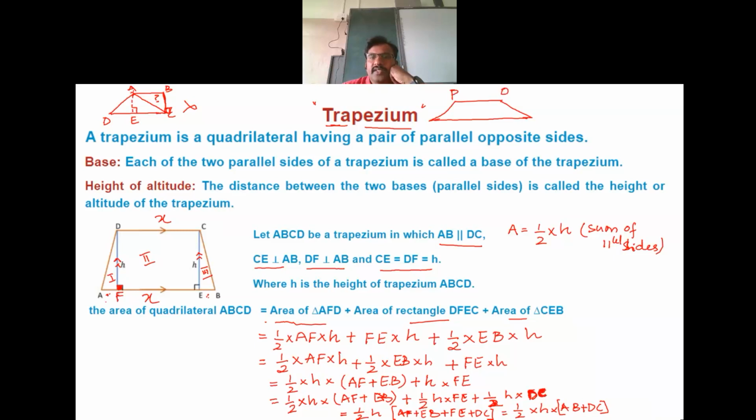I'll name the trapezium as PQRS this time. Just observe, I am going to make a construction. In this construction, I am considering PT parallel to QS. If I make a construction like this, what will be this figure? Parallelogram. Very good.